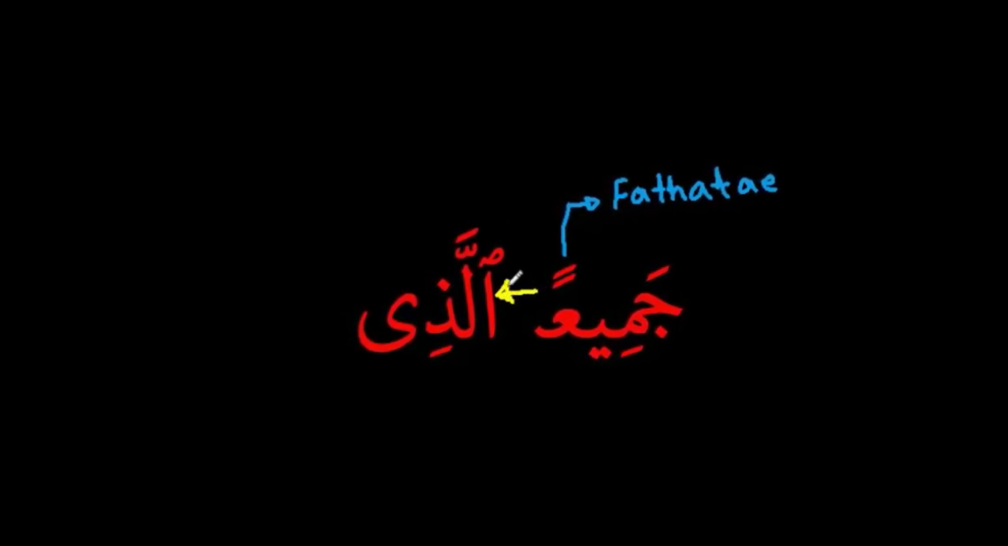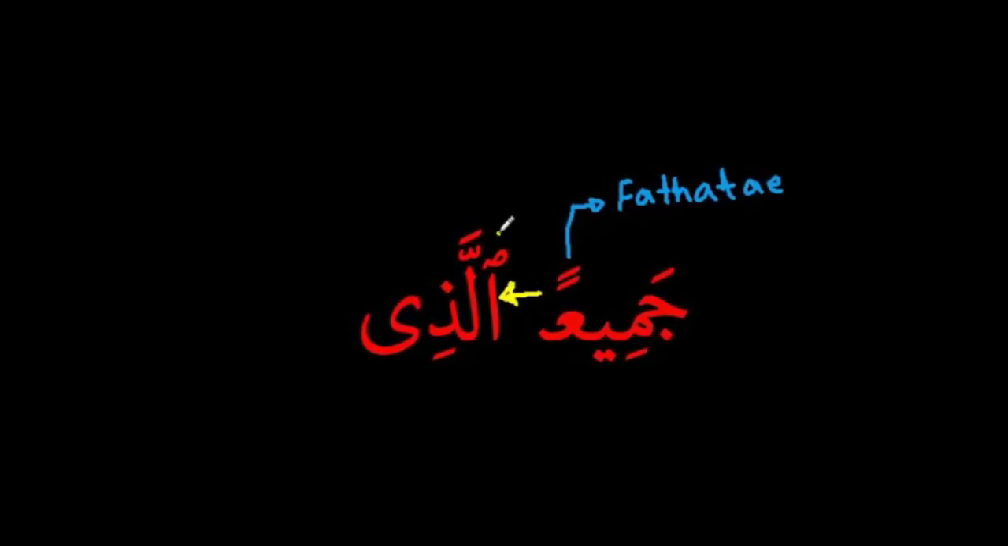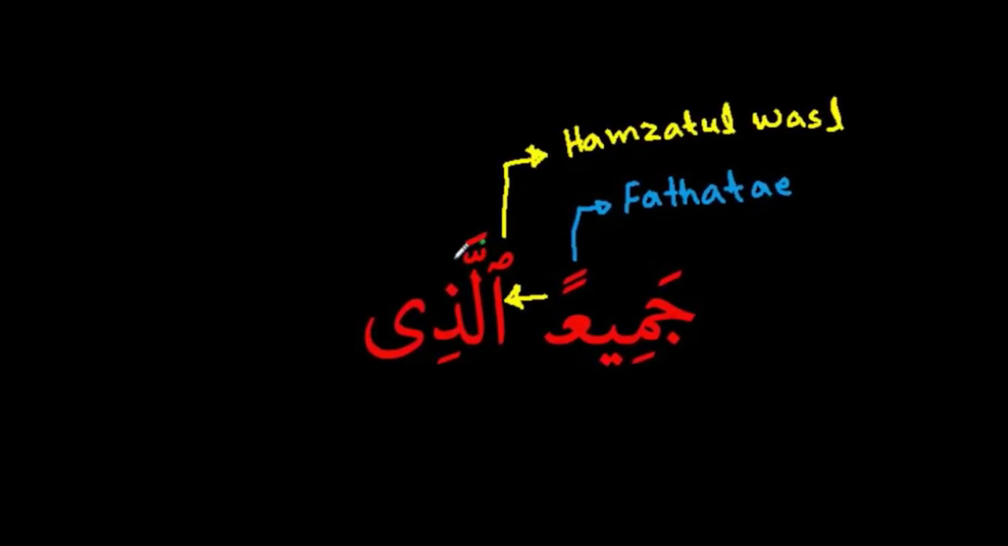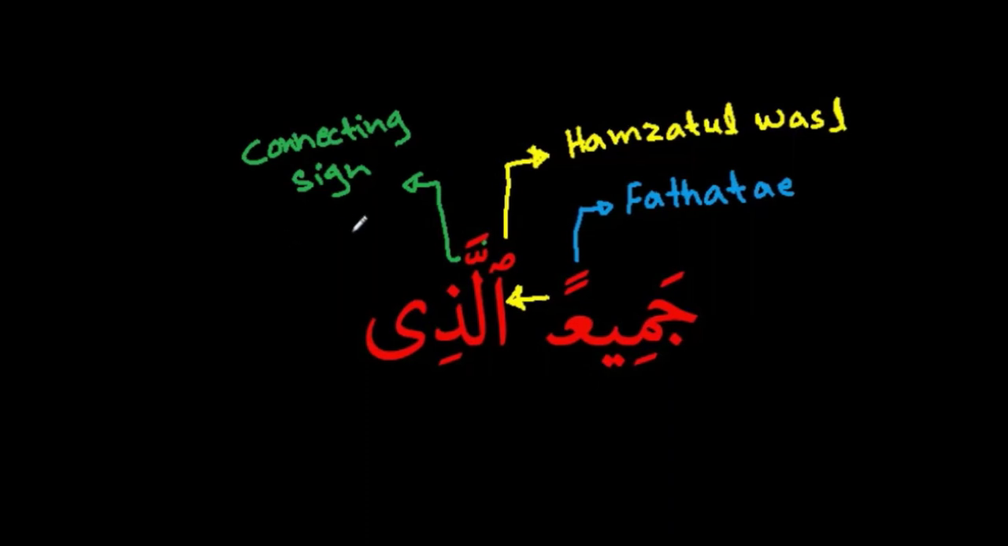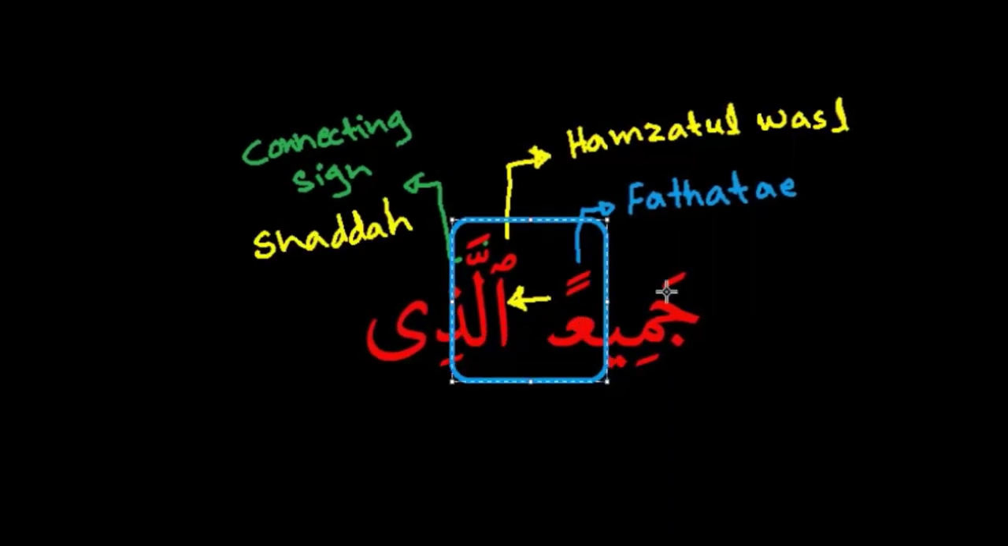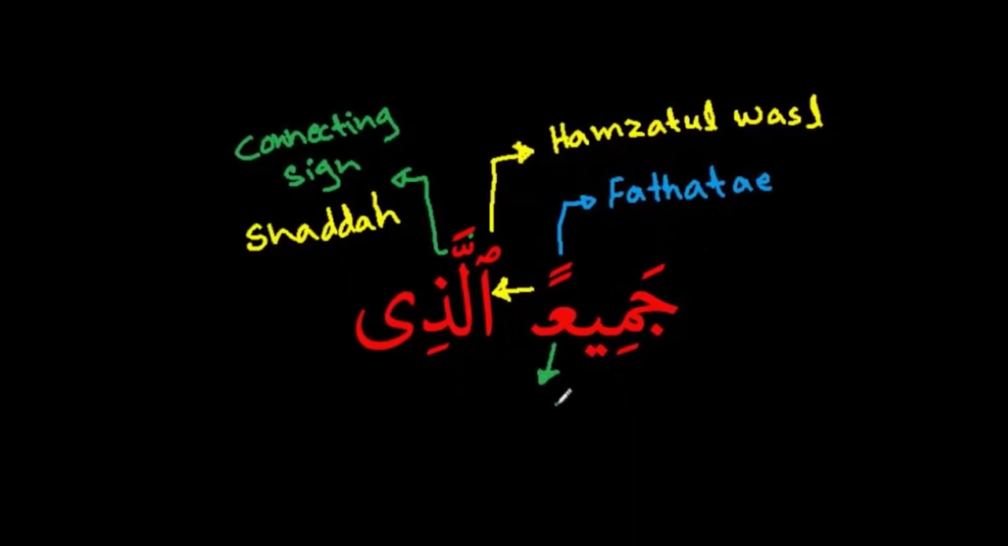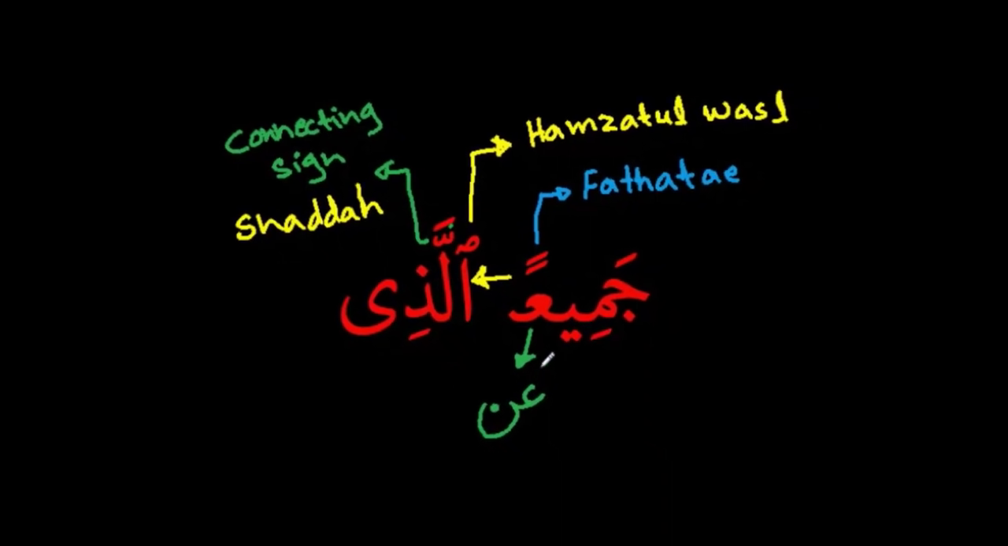Now, as you can see, the next letter is alif with special sign on the top. So this is hamzatul wasl. And after that, the next letter has a connecting sign, which is shadda, the second connecting sign in Arabic. Now, in such type of combination, we have to express the hidden noon. So an becomes like that. We can express the noon.